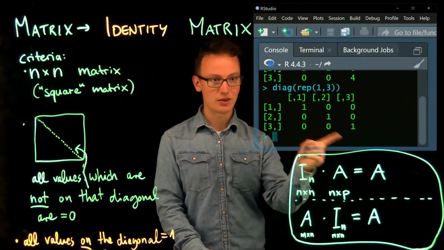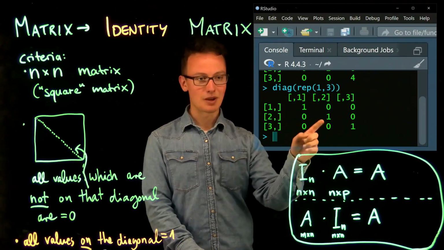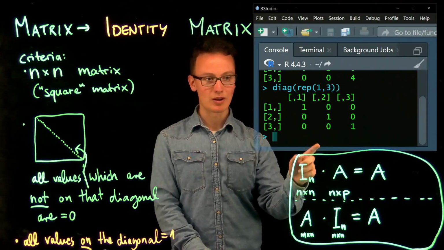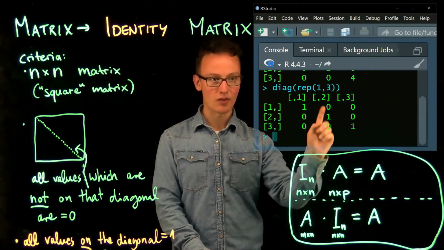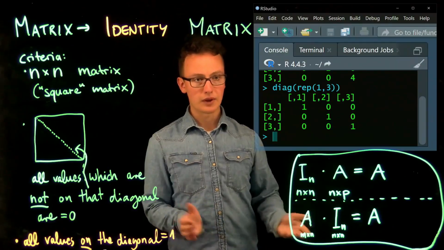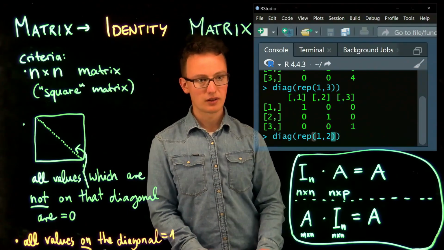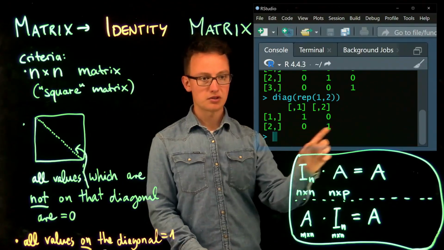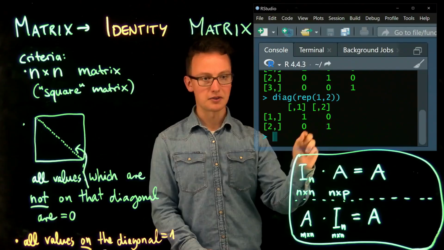So this will now generate literally the I3 identity matrix, the identity matrix for the dimension 3, right? It just has ones on the diagonal and zeros everywhere else. Likewise, we can generate the identity matrix for the second dimension. So this will just be 2 rows and 2 columns. Again, the diagonal is all ones and the off-diagonal values are all 0.